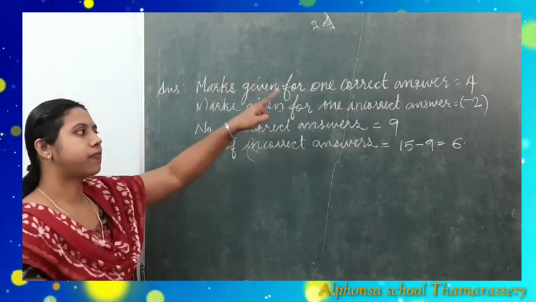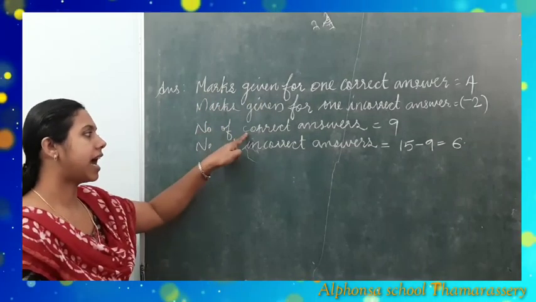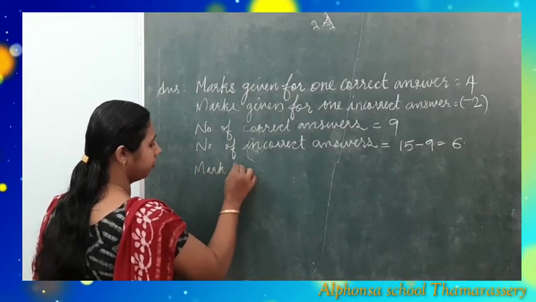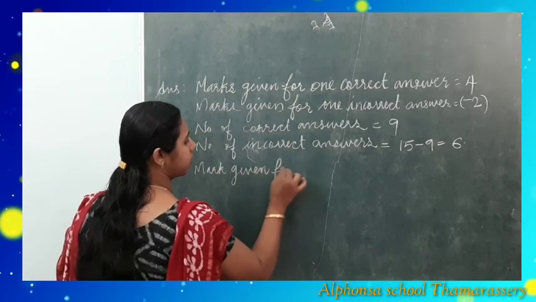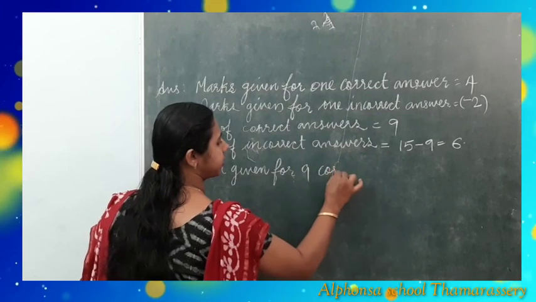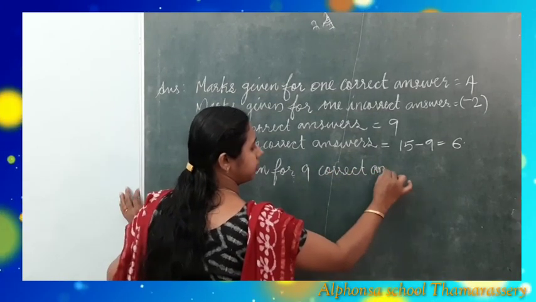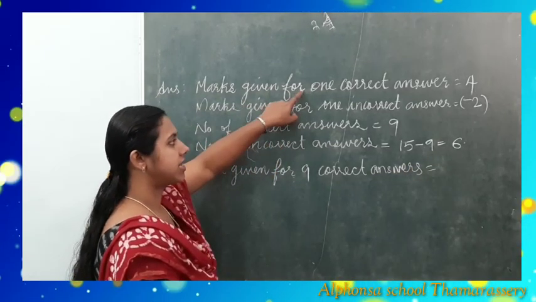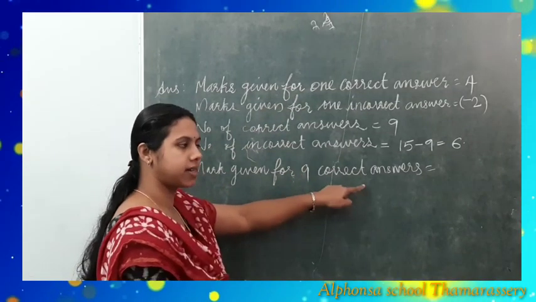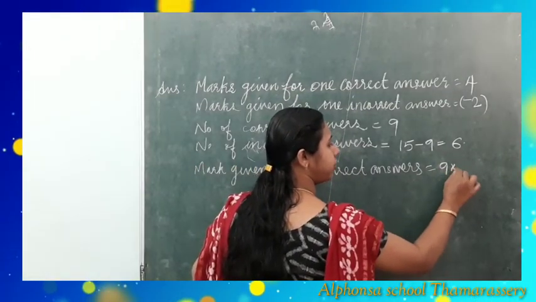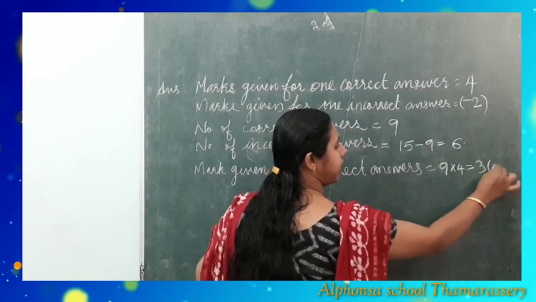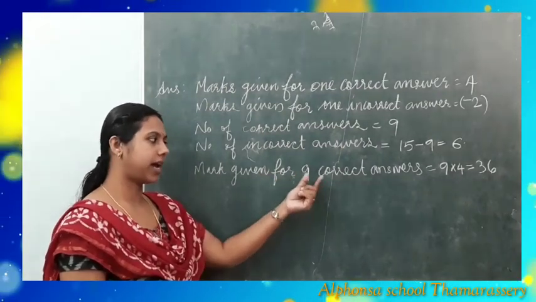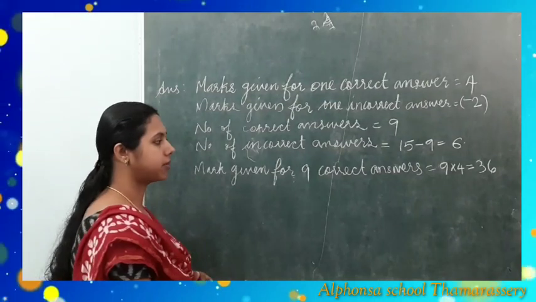For one correct answer, 4 marks. Then for 9 correct answers, what will be the mark? The mark given for nine correct answers is equal to, for one correct answer 4 marks, then for 9 correct answers, the mark will be 9 into 4, which is equal to 36. One correct answer, 4 marks, then for 9 correct answers, 9 fours are 36 marks.